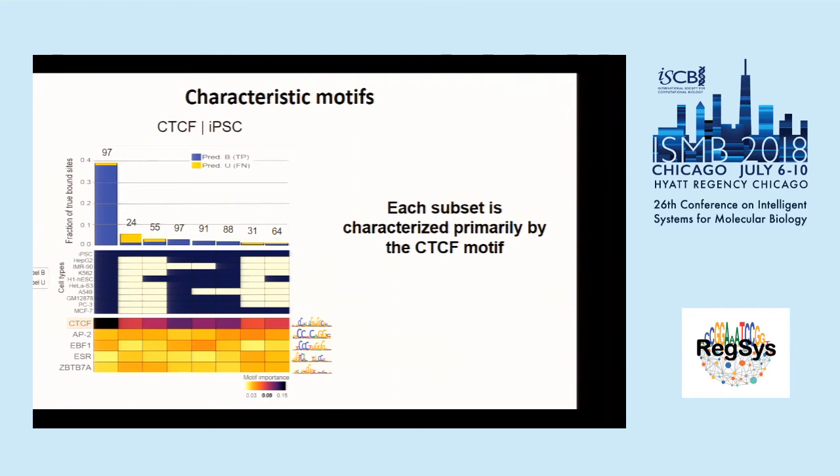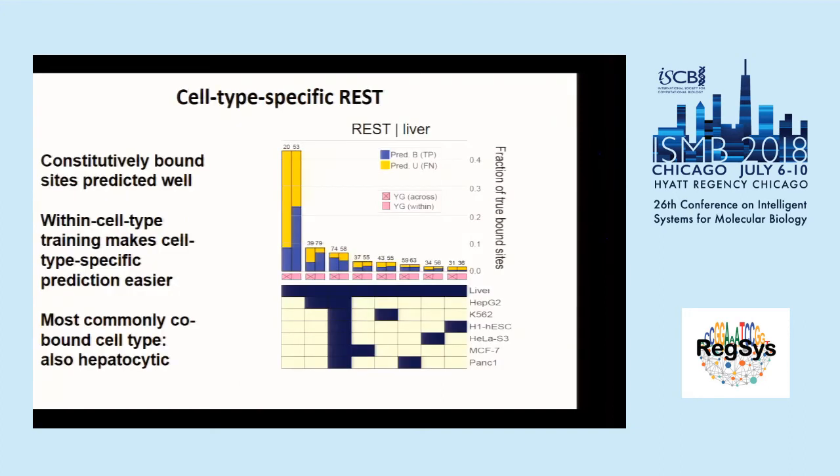But things get a bit more interesting if we switch tasks and look at, say, REST in liver. Another one of the final round tasks, best predicting method is YG. It has very simplistic featurization: the canonical motif, and it relies heavily on DNase, and we'll see that in a second. Within cell type, most of the sites are cell type specific. They are not predicted well. Constitutive sites are predicted much better by the cross cell type version of this method. Within cell type training makes this cell type specific prediction much easier in a very discernible way.